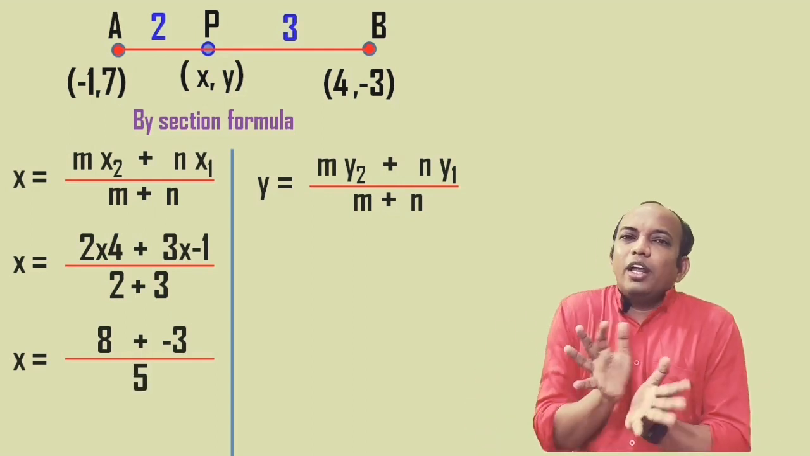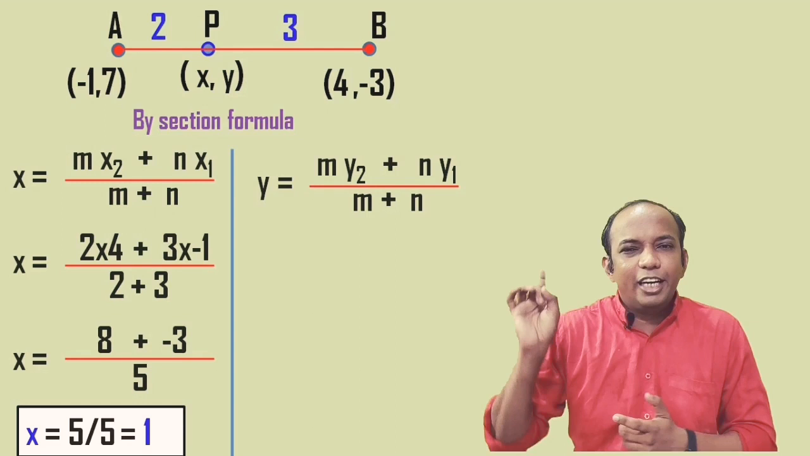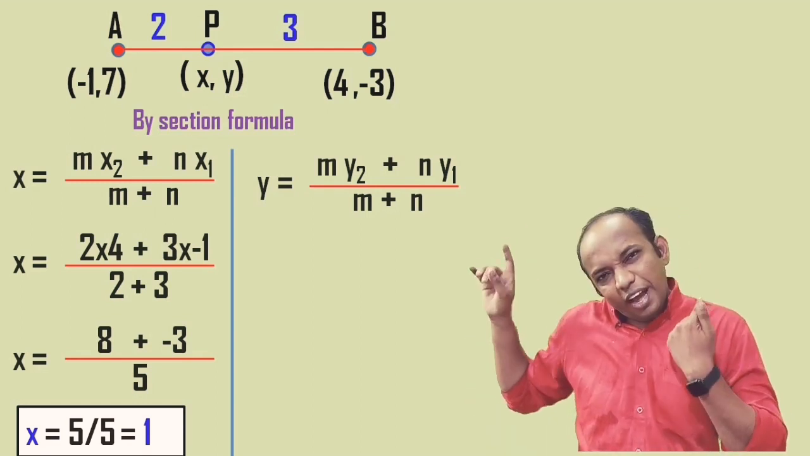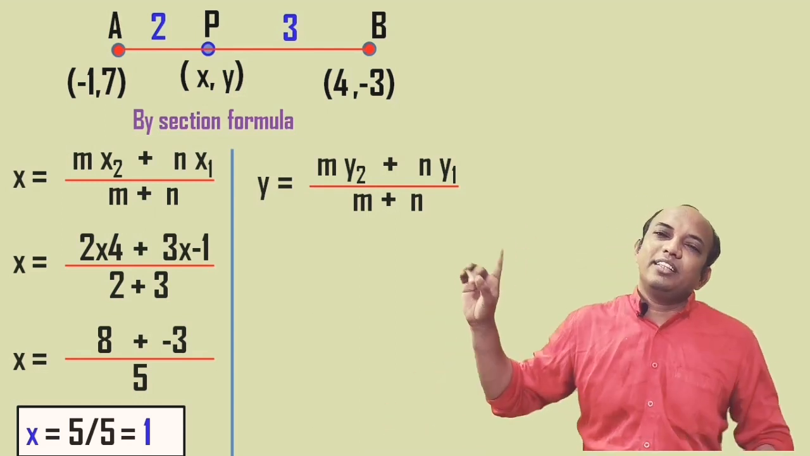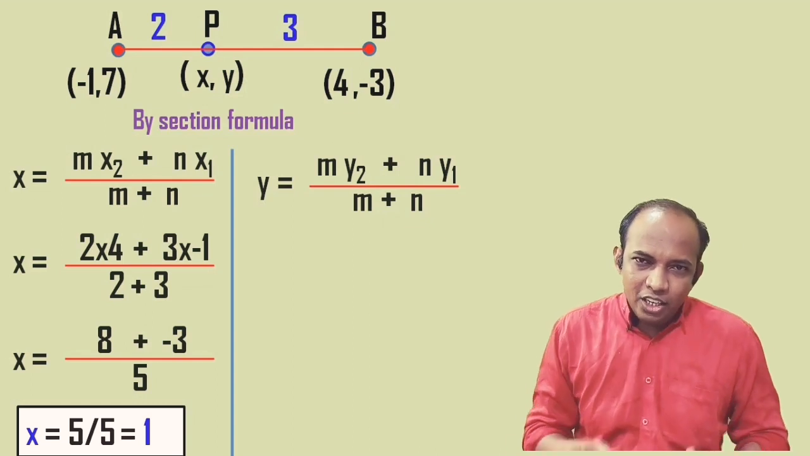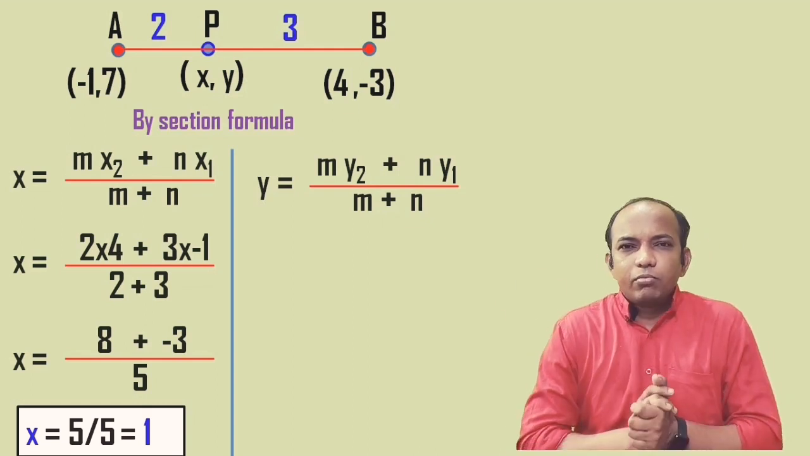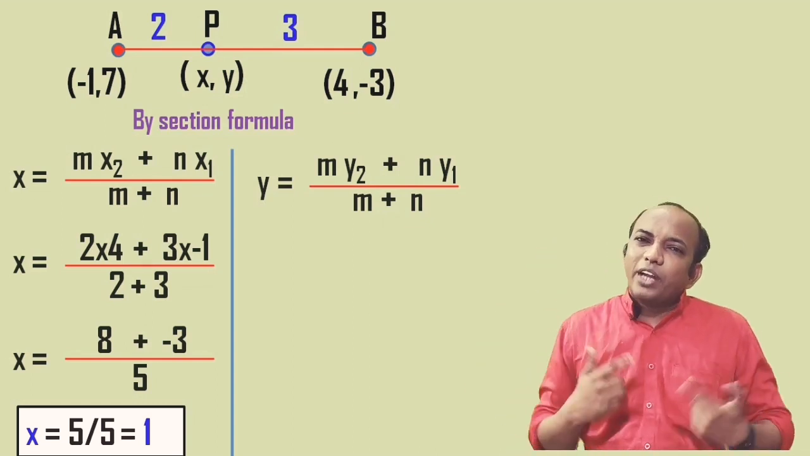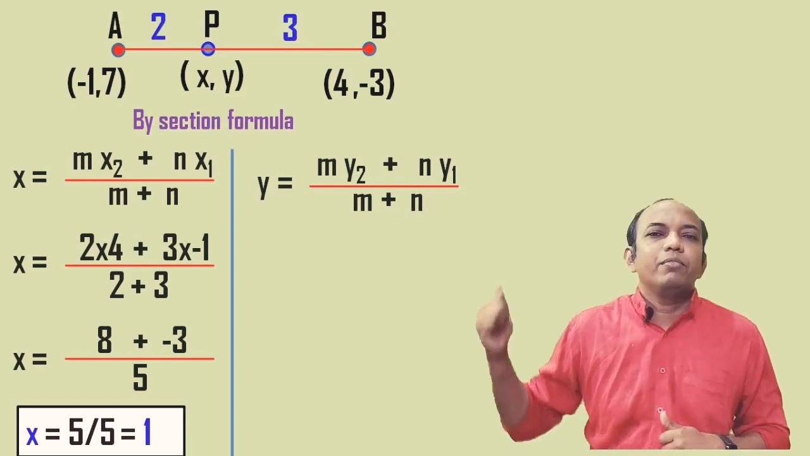As a result we have in all 8 minus 3 upon 5. So 8 minus 3, the answer is 5. So x equals to 5 upon 5 and that gives the answer 1, right? So the value of x is 1 for this sum. Now let's try to calculate the value of y.